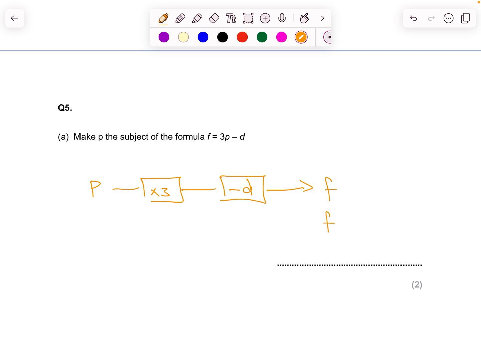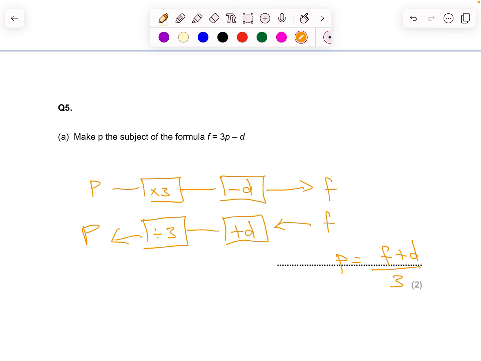Go backwards now, take your F. And instead of taking away D, I'm going to add D. So let's start off with, so P equals, so what I've done first of all is I've done F plus D. And then finally, instead of timesing by 3, I'm going to divide by 3. So that becomes over 3, okay? That gives me what P is.